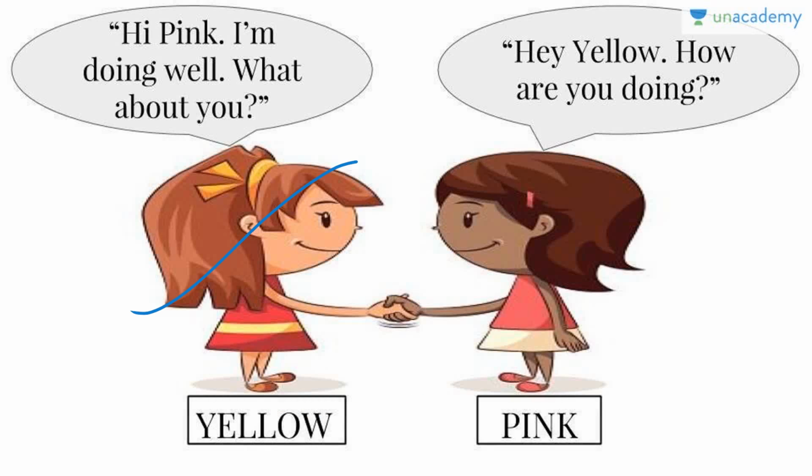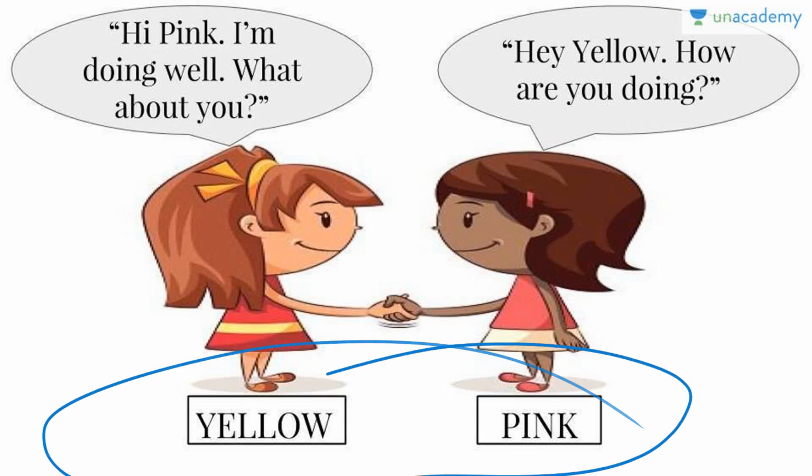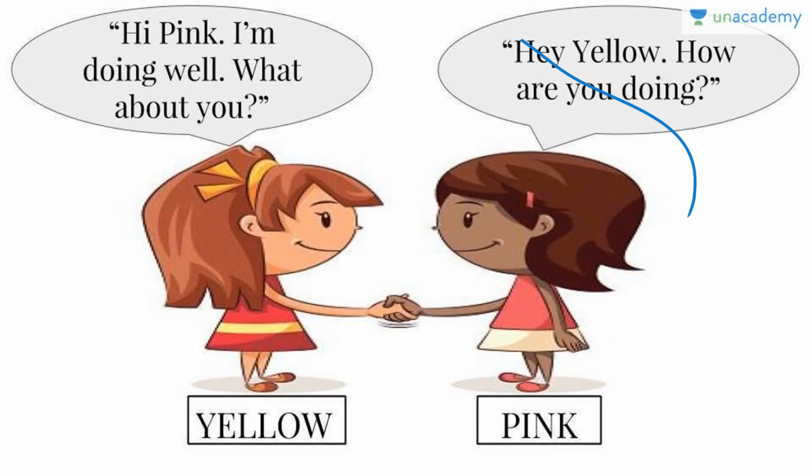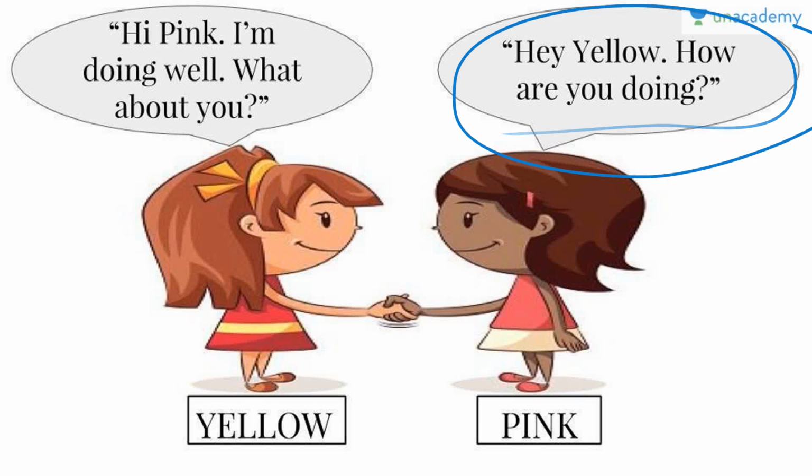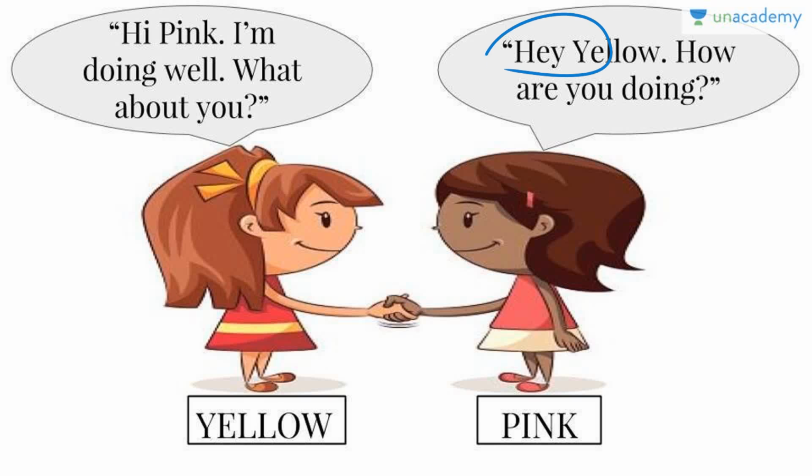Let's have an example. Hi Pink, I am doing well. What about you? Hey Yellow, how are you doing? So these are two friends, Yellow and Pink. Pink says to Yellow, hey Yellow, how are you doing? So this is how she says hi. She uses hi and how are you doing?